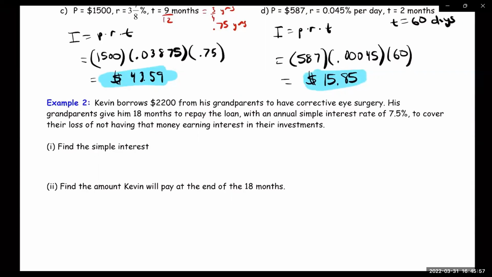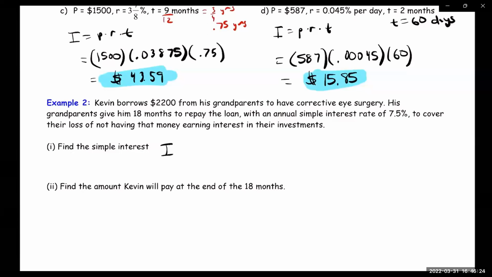$2,200 from his grandparents to have a corrective eye surgery. His grandparents give him 18 months to repay the loan with an annual simple interest of 7.5%. See, this is an annual interest. So that means that the time has to be in years to cover their loss of not having that money earning interest in their investment. All right, find the simple interest.